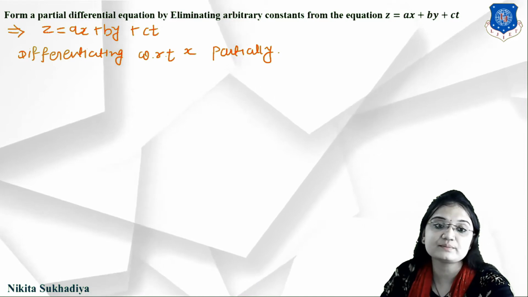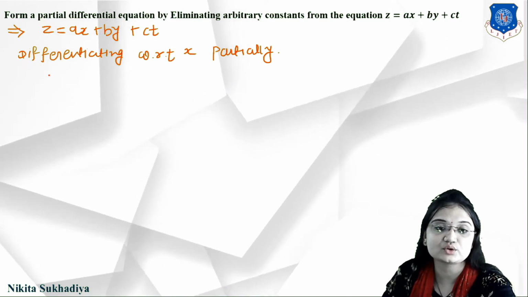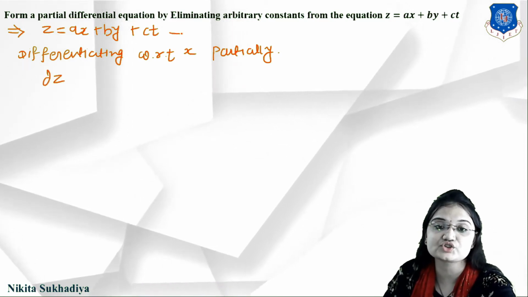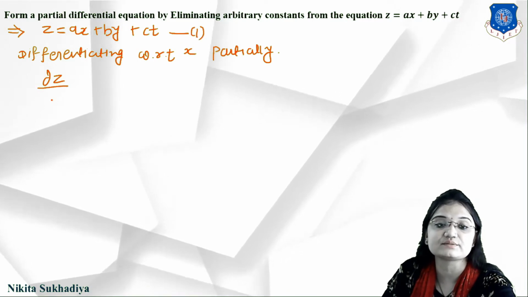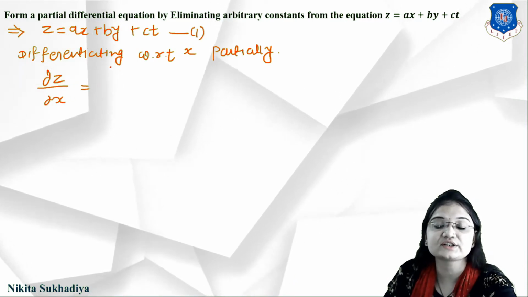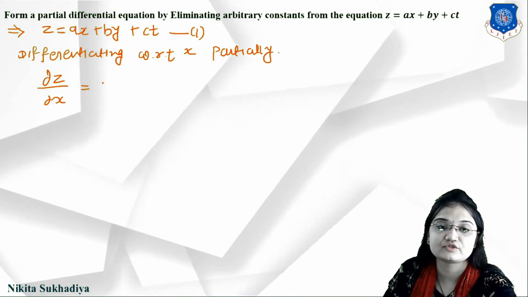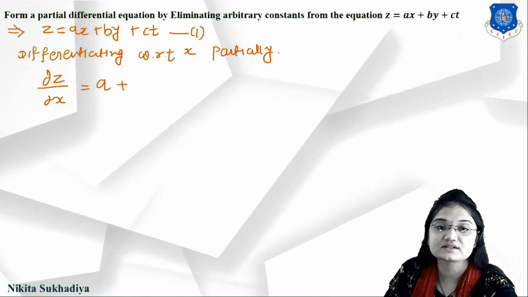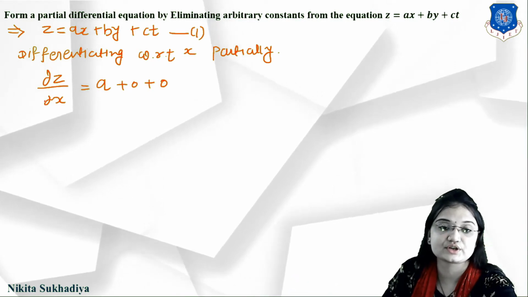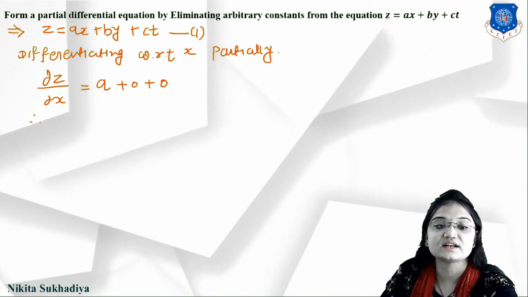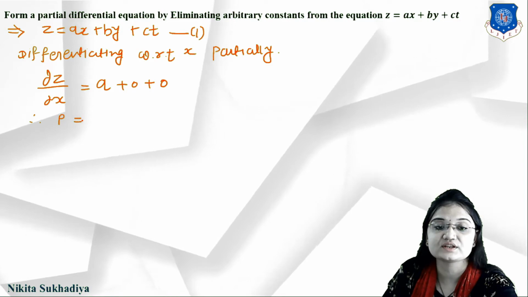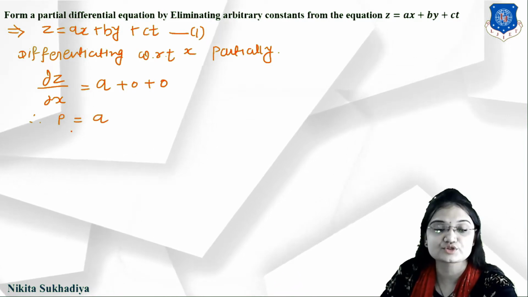Okay, so by taking partial differentiation with respect to x, equation number 1 will become del z by del x, and with respect to x, the derivative of x will become 1. So this is a, here the answer is 0, here the answer is also 0. So now we can represent del z by del x by small p. So small p is equal to small a.